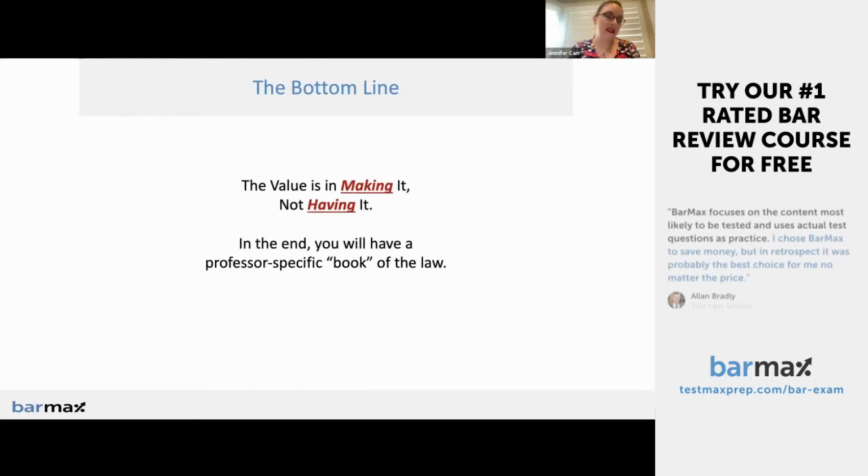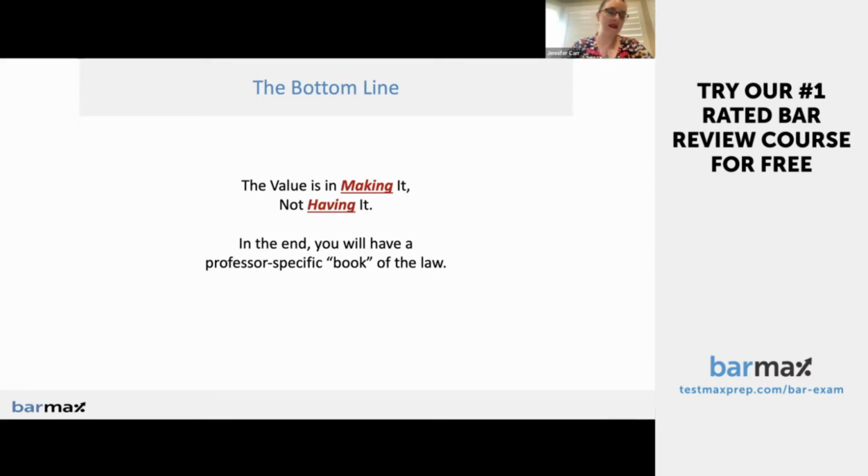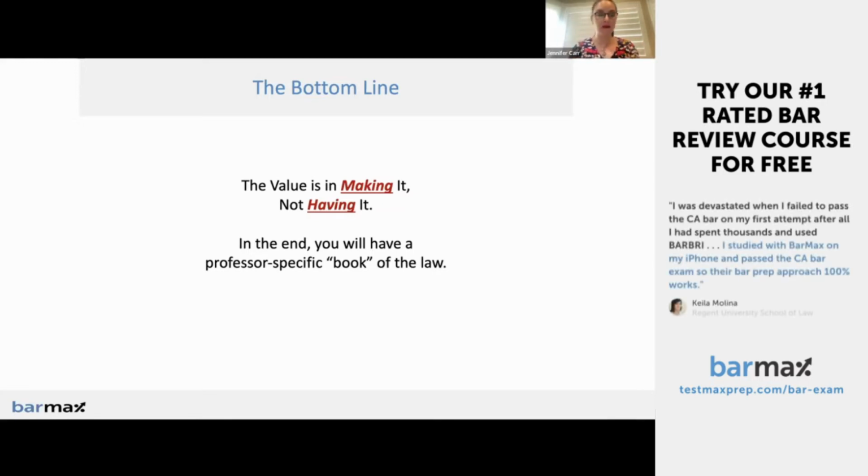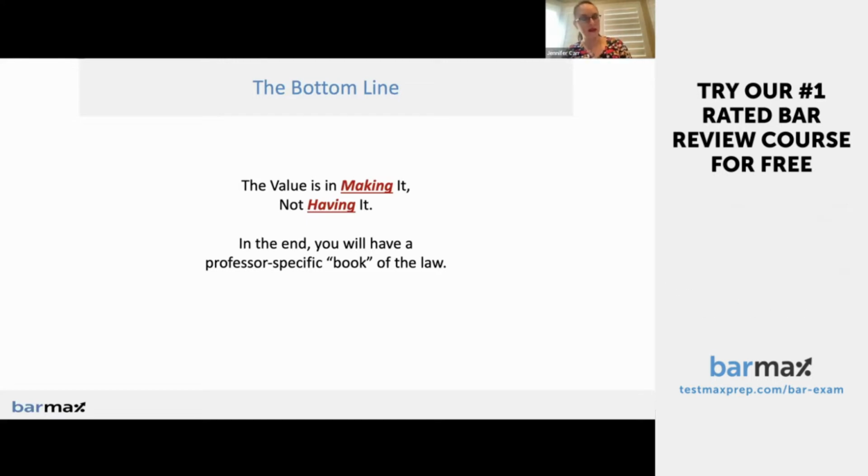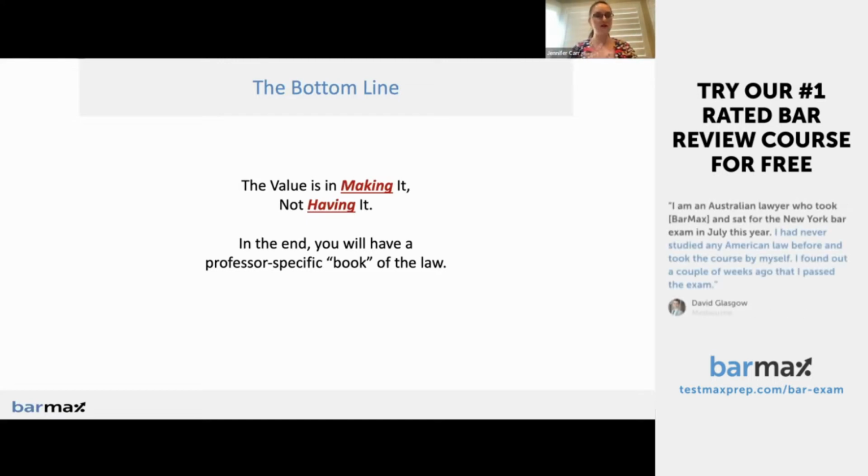So I will say, you want to think about having it, not making it. And you want to think about making it professor specific. Okay. So the outlines that we have are going to be really good places to get overarching rules. They're going to be really good guides to the course. And what a lot of folks will do is save looking at those outlines until after they've done their reading of the course. I'm going to suggest you actually reverse that.